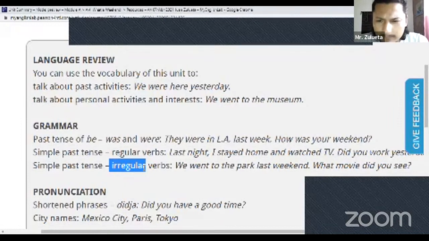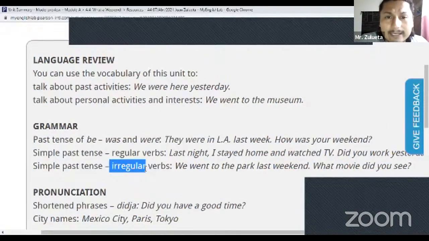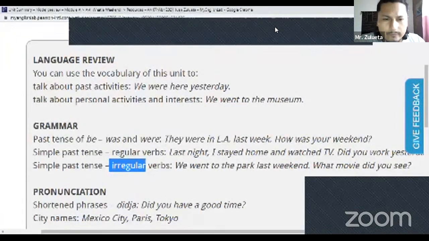Ahora, permíteme, me está mandando un mensaje Gabriel, un segundo. Un segundo, por favor.